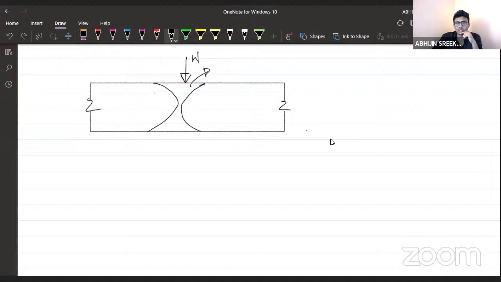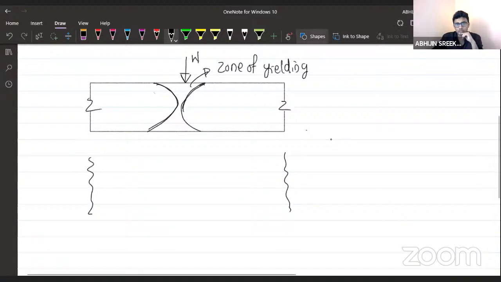This is called the zone of yielding. Exactly, zone of yielding. This is the yield zone or yielded zone. If I draw the bending moment diagram, it will be somewhat like this. Now you will be able to understand it in a better way, right? So at this point, it will be somewhat like this.